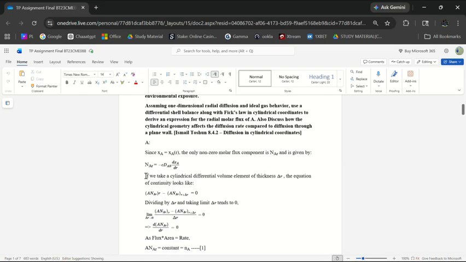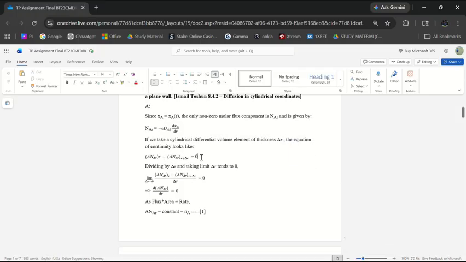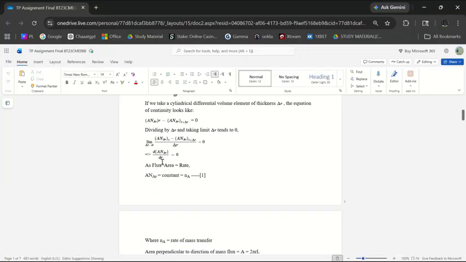Now if we take a cylindrical differential volume element of thickness delta R, as I have shown in the diagram, the equation of continuity looks like this. This is the mass in and this is the mass out of the cylindrical shell that we have assumed to be our differential volume element. The difference is 0 as there is no consumption or generation. Now we divide this equation by delta R and take the limit delta R tends to 0. This is basically the definition of the derivative. So this becomes the derivative of A NAR with respect to R, which equals 0.